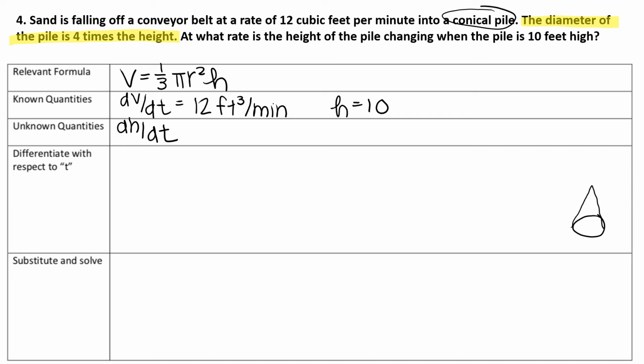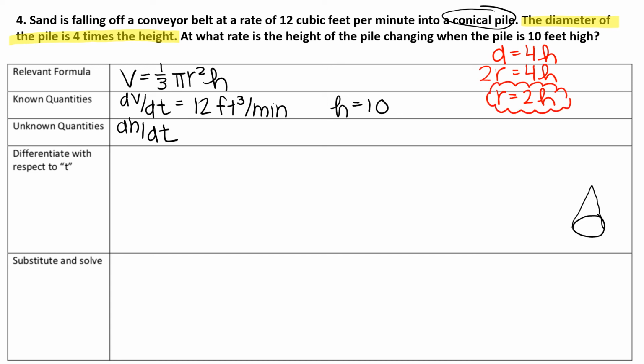So highlighted in yellow, we have the diameter of the pile is 4 times the height. So let's turn that into a number sentence here. We know the diameter, d, is equal to 4 times the height, or 4h. But we don't care much about d, we care more about r, the radius, and we know that a diameter is just 2 radii. So I'm going to replace this with 2r equals 4h, and then solving for r, I get r equals 2h.